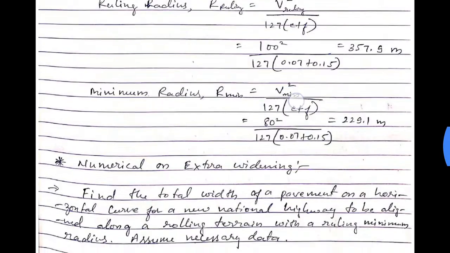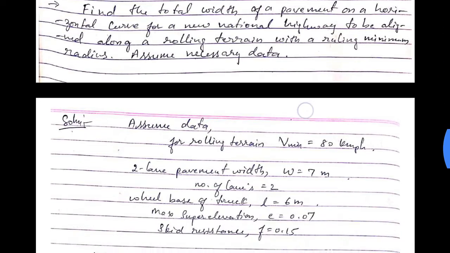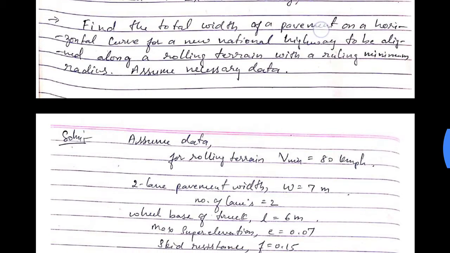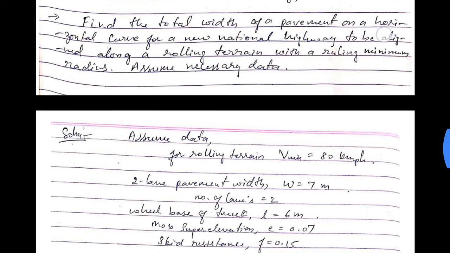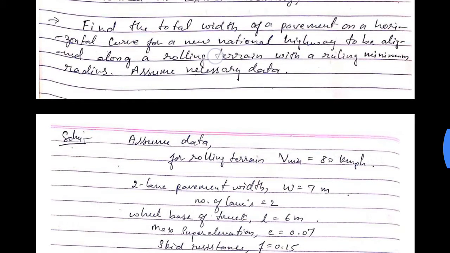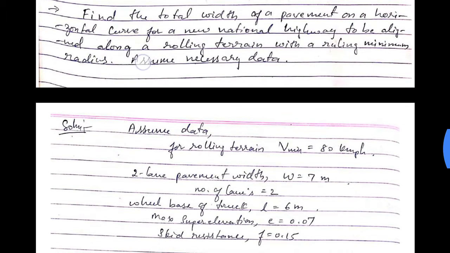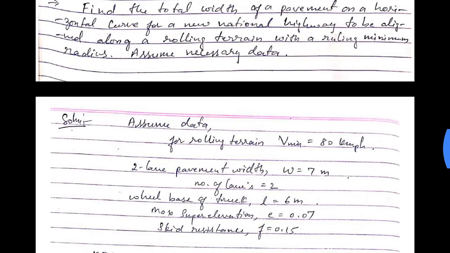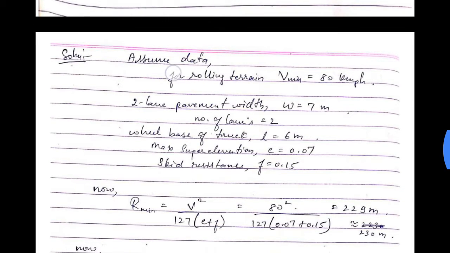So we'll move to the next numerical, which is on extra widening. The question is as follows. Find the total width of a pavement on a horizontal curve for a new national highway to be aligned along a rolling terrain with a ruling minimum radius and assume necessary data. So we need to assume the necessary data which are required for the formula. So assume data for rolling terrain.